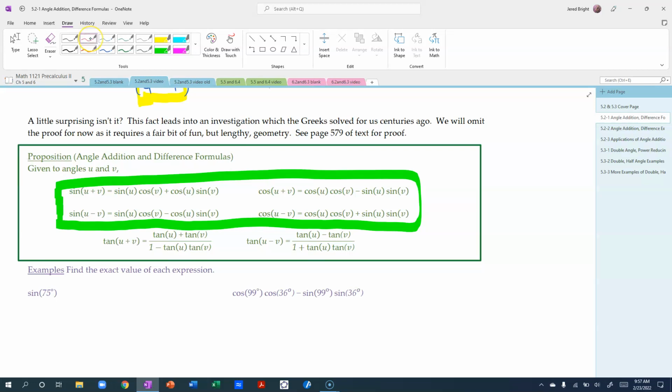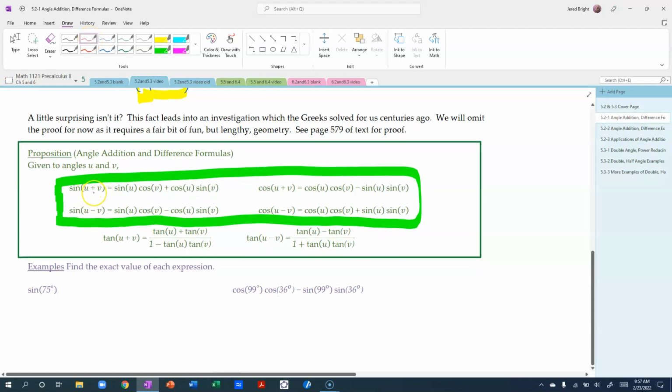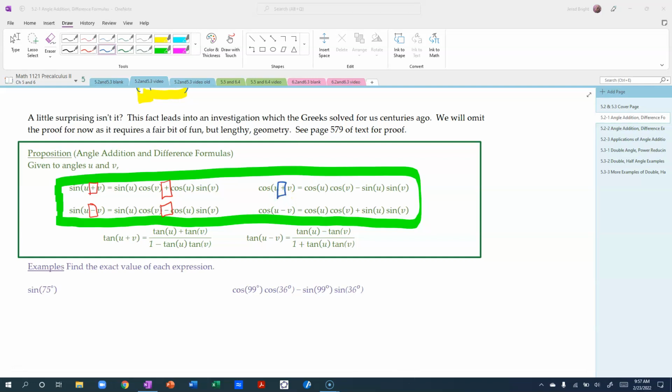But the things that I want to highlight in here is that U and V are representing angles, so you could use alpha and theta, whatever. But I want you to notice the pattern. With sine, we have addition between the angles inside, and then on the opposite side, we have addition as well. When we have subtraction, we have subtraction between them. And cosine is actually the reverse. Addition leads to a difference, and a difference leads to addition.